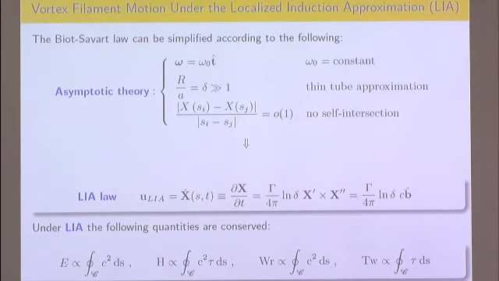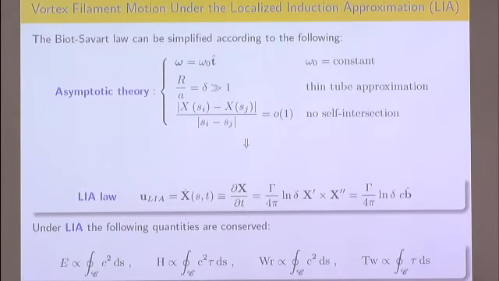So several asymptotic techniques have been developed in the literature, and the crudest approximation of the Biot-Savart law was made by Da Rios in 1905. This is given by the so-called localized induction approximation, which tells us that the velocity goes along the binormal vector, with a magnitude directly proportional to the curvature of our curve.